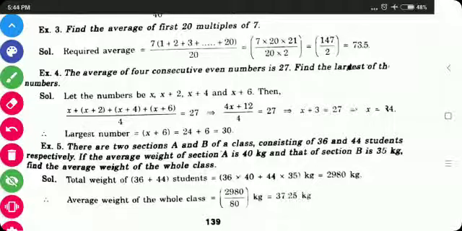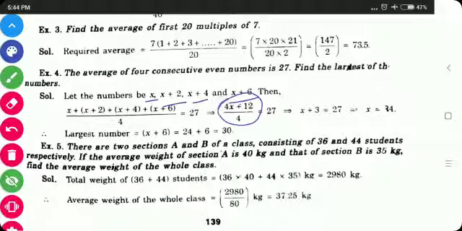Next problem is, the average of 4 consecutive even numbers is 27. Find the largest of the numbers. As we know, there is a difference of 2 between even numbers. So suppose the first even number is x, then the next is x plus 2, third is x plus 4, and fourth is x plus 6. So the average is the addition of these divided by 4. So it is 4x plus 12 divided by 4 is equal to 27.